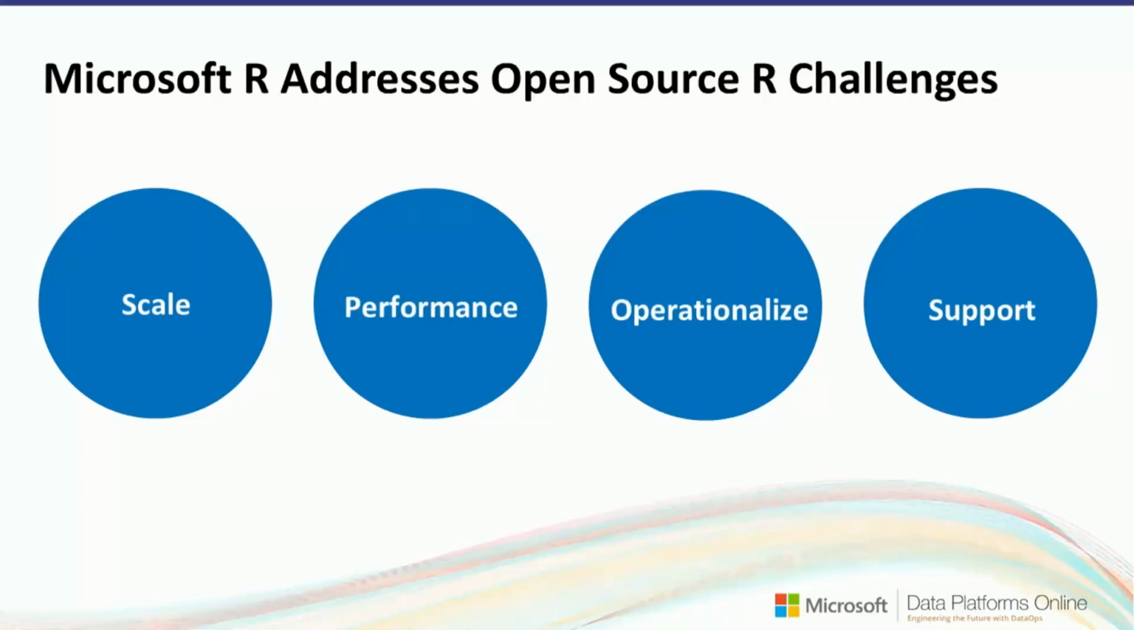Third, operationalization. Open source R does not include easy ways to deploy models into production. And last, support. Open source R has an excellent community of users to help with problems on open forums, but this is usually inadequate for large enterprises that do need official support for production workloads. So let's look at some of the features of our server and how it addresses these.